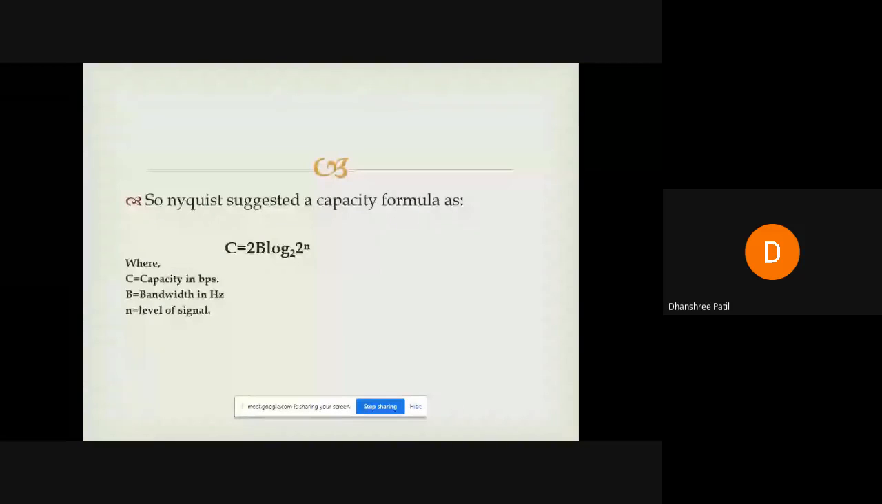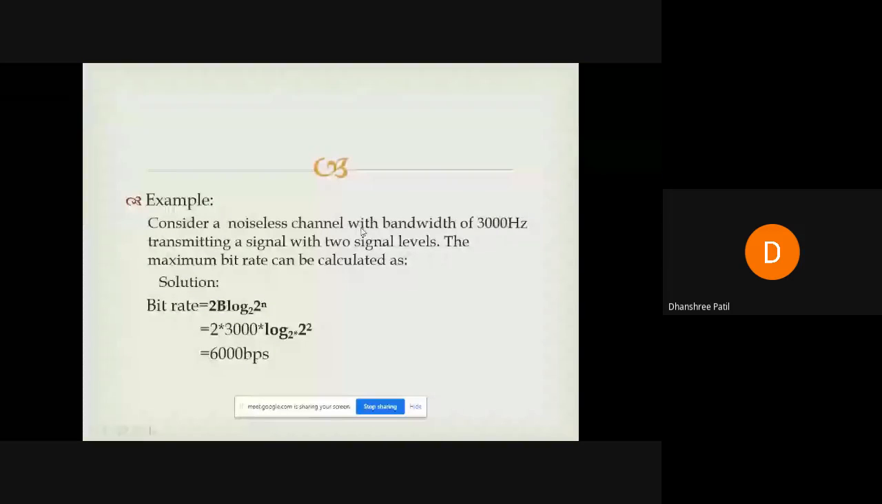Now we'll see some examples from which you will understand. So first is what? Consider a noiseless channel with bandwidth of 3000 Hz transmitting a signal with two signal levels. The maximum bit rate can be calculated as: so what is the maximum data that will go? That is capacity or bit rate. So the solution is: C, or bit rate, is equal to 2B log to the base 2 raised to n. 2 into B, given 3000 hertz, into log to the base 2 raised to 2. This n is signal level, which is already given as 2. If you solve this, you will get the answer 6000 bits per second. So for this condition, the maximum bits that can be sent are 6000 per second.